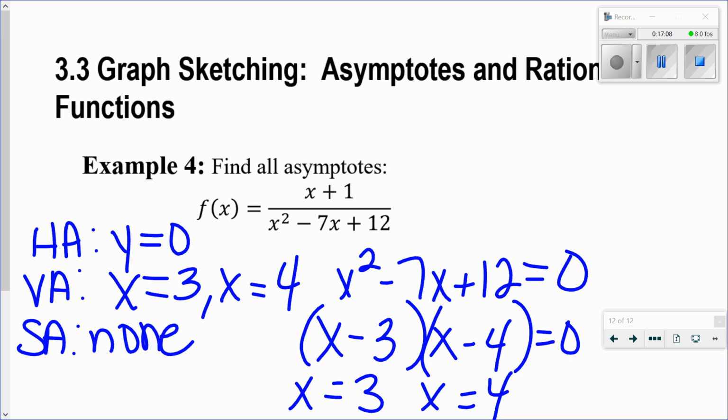And that is everything for today. So practice those asymptotes.